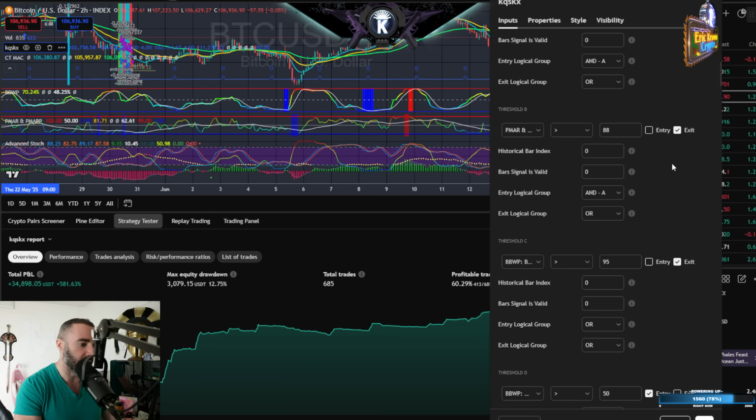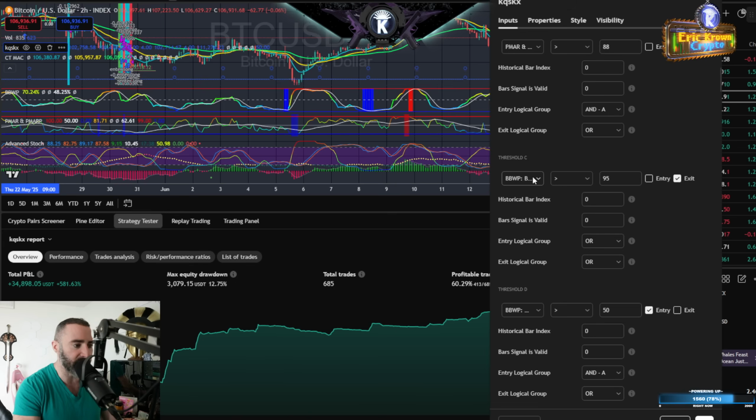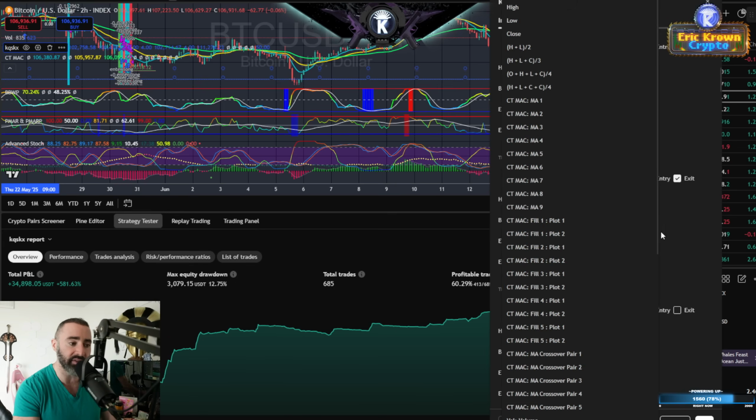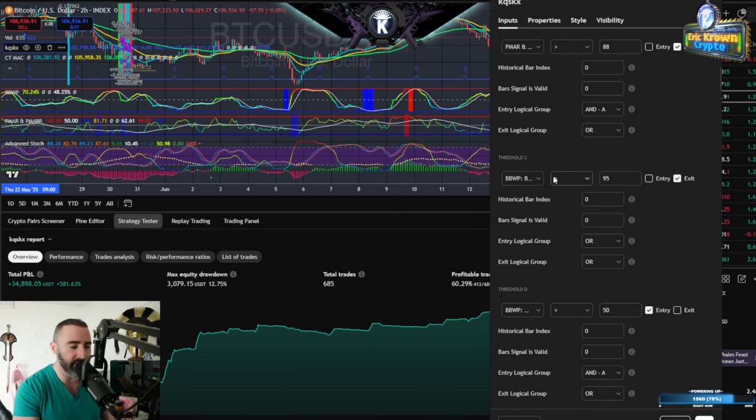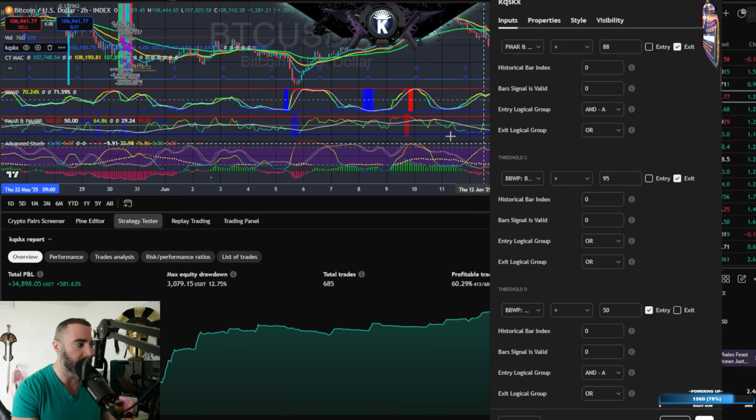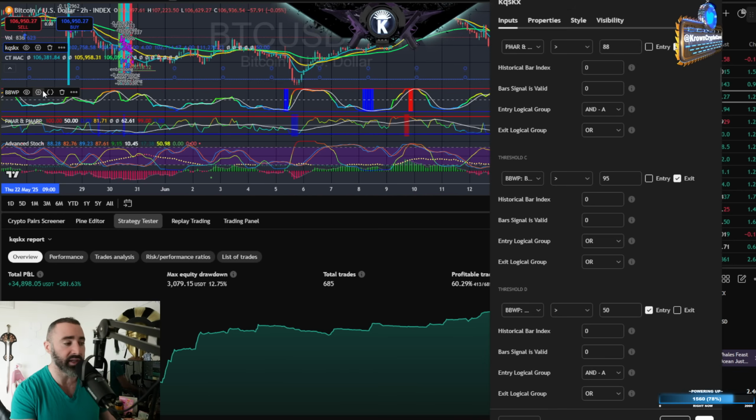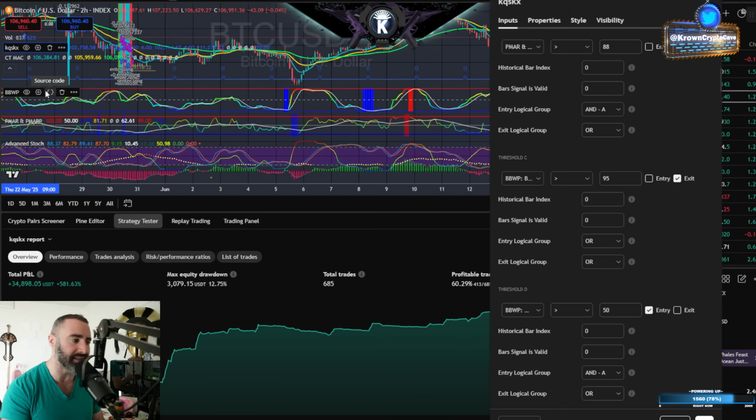For the PMARP signal line being above 88 for an exit, I kept that the same. And then the BBWP condition I actually changed very slightly. So he had it as BBWP, I believe, initiating an exit condition if BBWP is above 97. And I just changed that very, very small to 95 here. I didn't change the settings on the BBWP, although I did play around with that, and I didn't really find anything super interesting there.